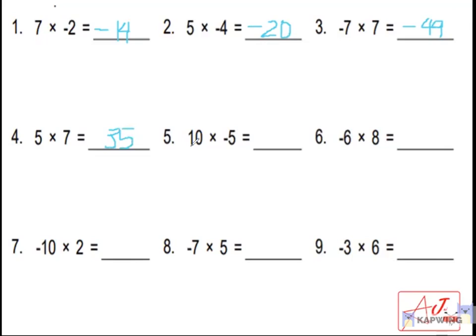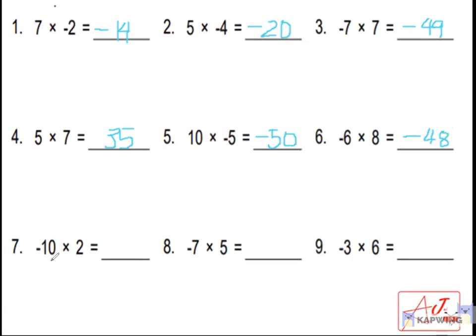Next, for number 5, 10 times negative 5, magkaiba ulit ang sign. So, negative. And 10 times 5 is equal to 50. Next, negative 6 times 8, magkaiba po siya ng sign. Kaya negative ang answer natin. And 6 times 8 is 48. So, ang answer sa negative 6 times 8 ay negative 48.